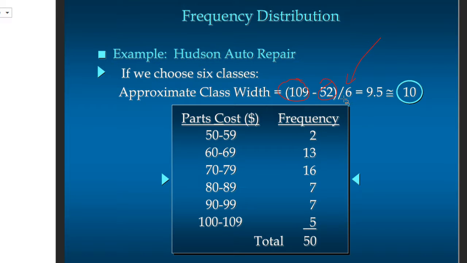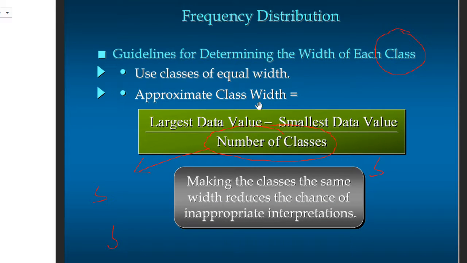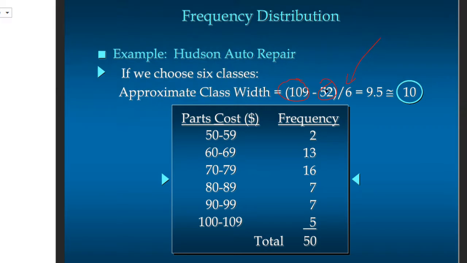So number of classes means what? Number of lines. We have 1, 2, 3, 4, 5, 6 different lines in here, right? So 6 classes, so we have these 6 different lines. Now, according to this formula, each class width, and we're going to talk about the class width, is the largest data minus the smallest data, divided by the number of classes. So if you subtract this and divide by 6, we get something like 9.5.